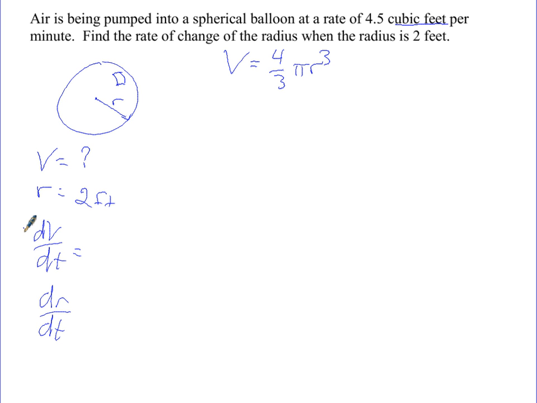So, do we have a dV over dt? First of all, what does dV over dt mean? Yes, it is the derivative of volume, and the derivative is a rate of change. So this is the rate of change of volume with respect to time. Do we have that information? Actually, we do have that information. It's right here. Air is being pumped into a spherical balloon. Air has volume, and we're pumping it in at a rate of 4.5 cubic feet per minute. So it's right there. That's dV over dt, 4.5 feet cubed per minute.